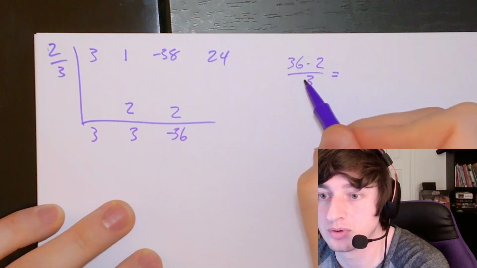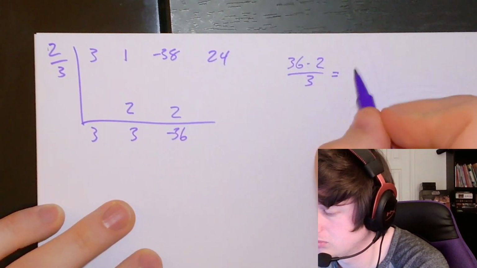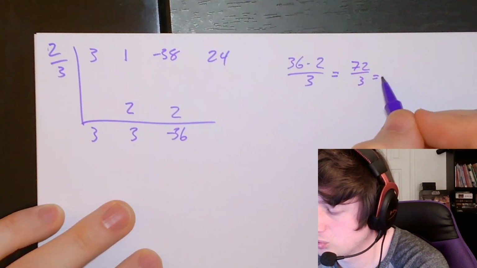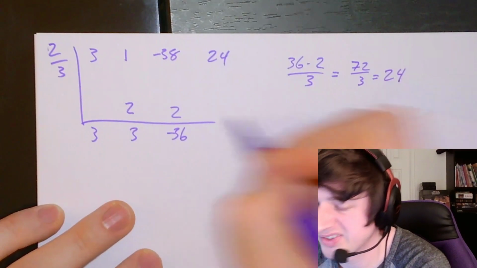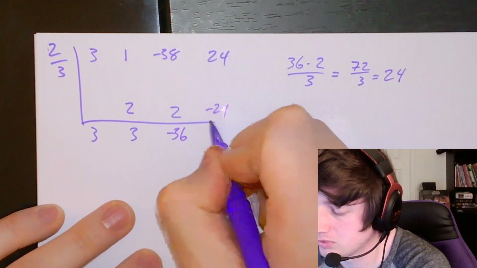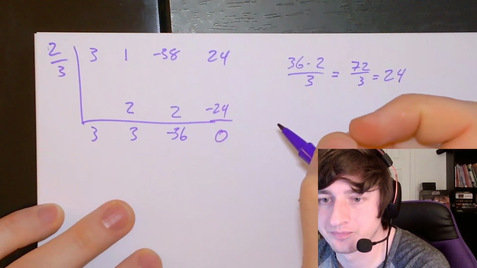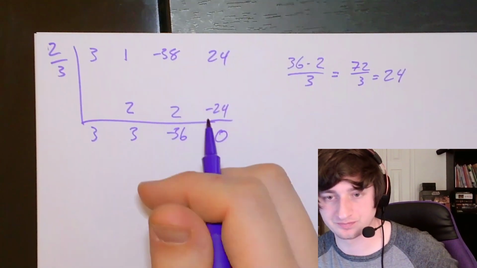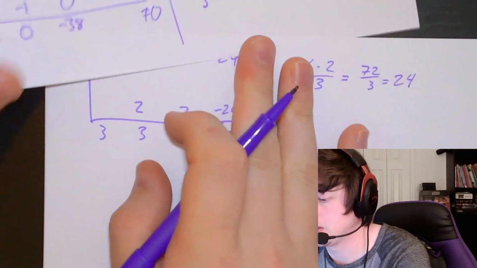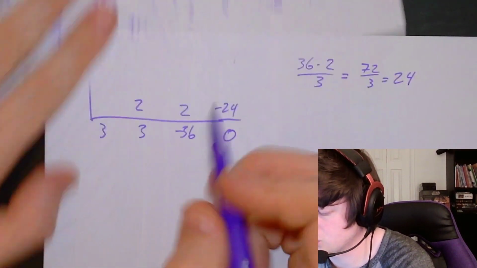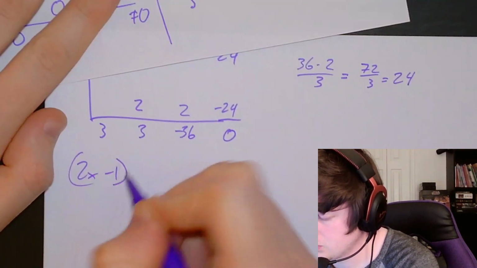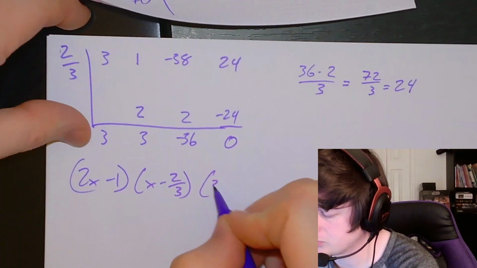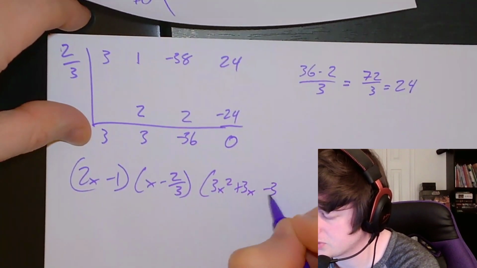I don't actually know. So 72 over 3, 24. But it's negative, so negative 24, and we get 0. So that means that not only can we factor out this 2x minus 1, we also factor out the x minus 2 over 3 times 3x squared plus 3x minus 36.